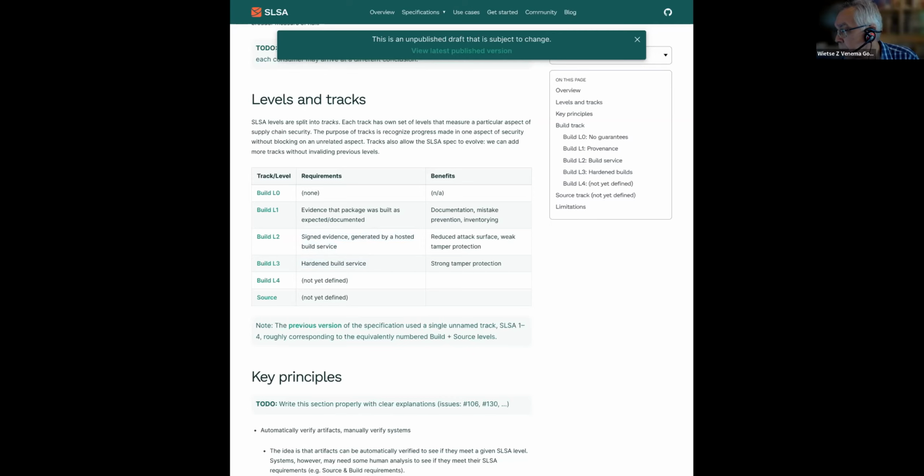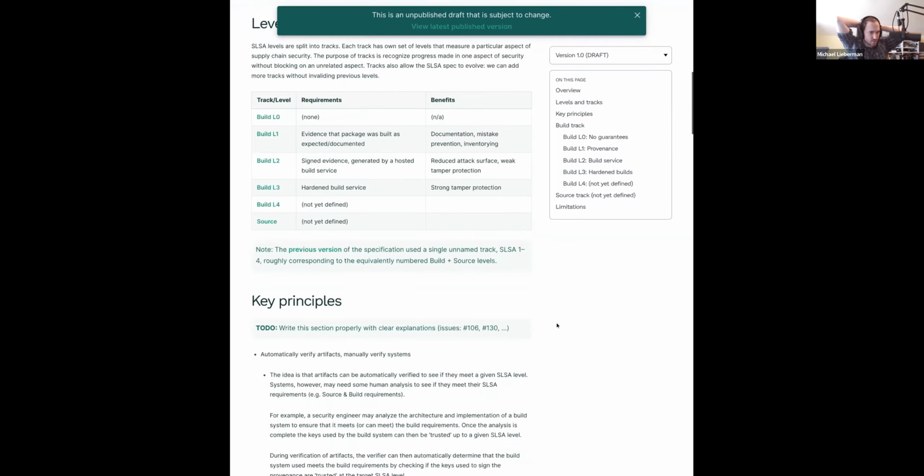So L1 says, I expect evidence that the package is built in a particular way from a particular source. That's what I'm saying here, which is a bit of a change from the previous. It's not just a wording change, but it's kind of a requirements change too. Mike? Yeah, no, I think generally this looks good.